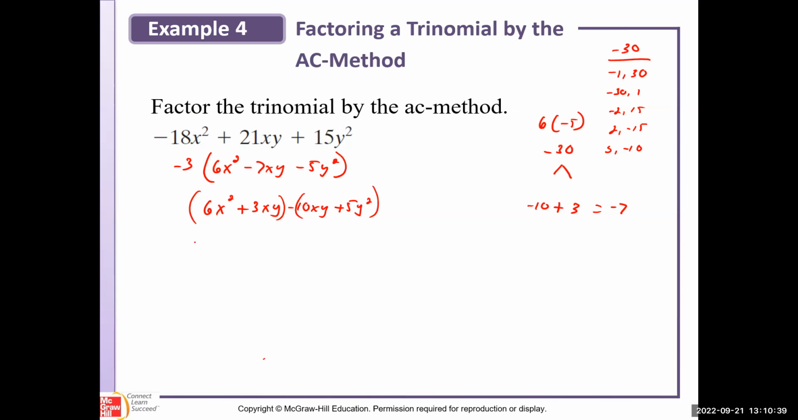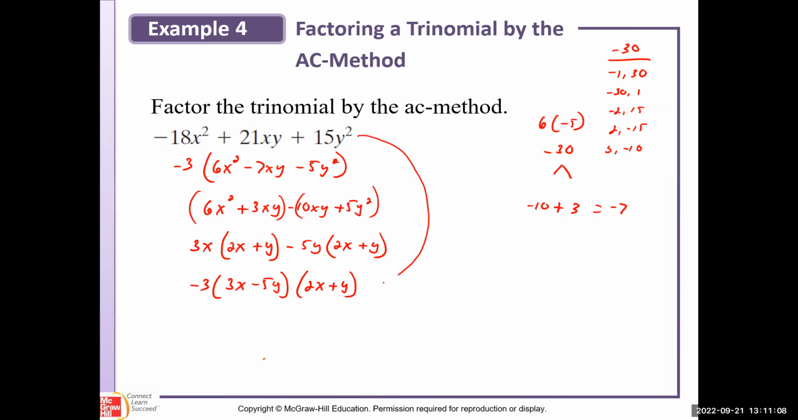In this case, it looks like I can factor out 3x, and I'm going to be left with 2x plus y. Here, I can factor out a 5y, which is going to leave me with 2x plus y. So it's going to be 3x minus 5y, and then 2x plus y. Bring down the negative 3, don't forget that one. And so that's the factored form of the original, which ends up being negative 3 times 3x minus 5 times 2x plus y.